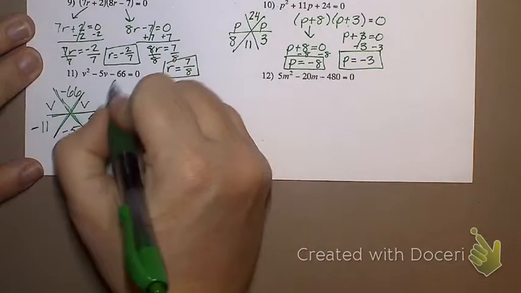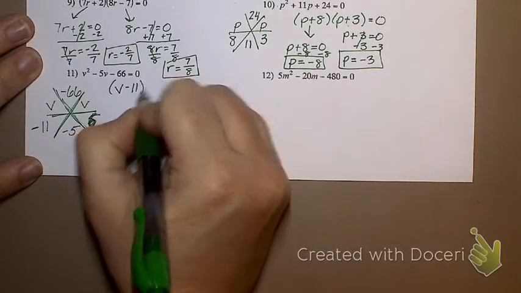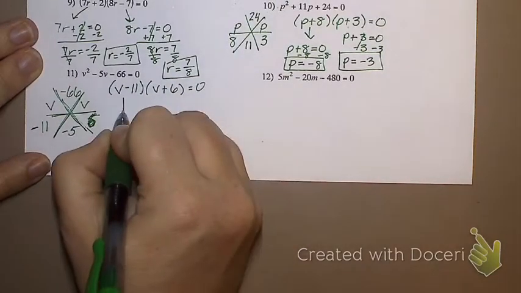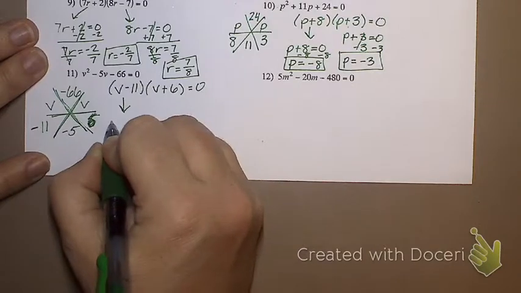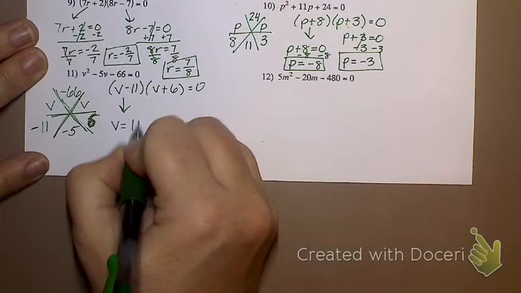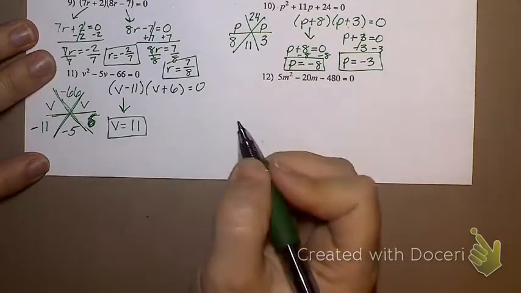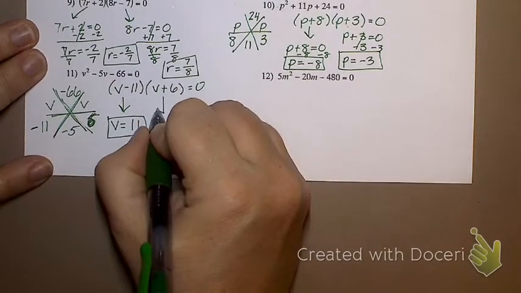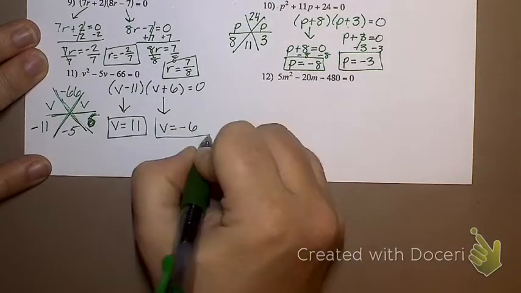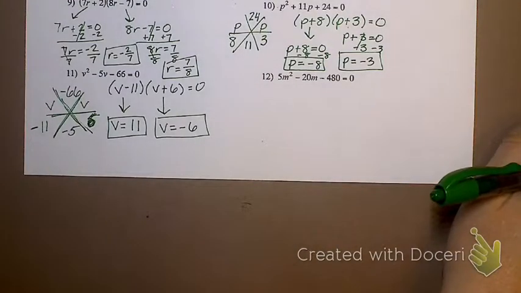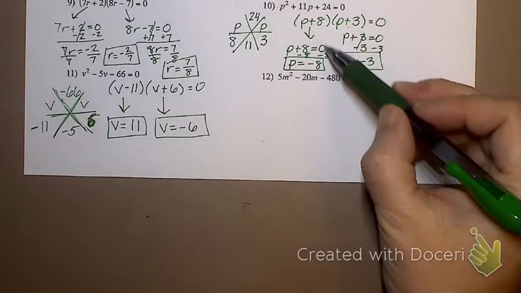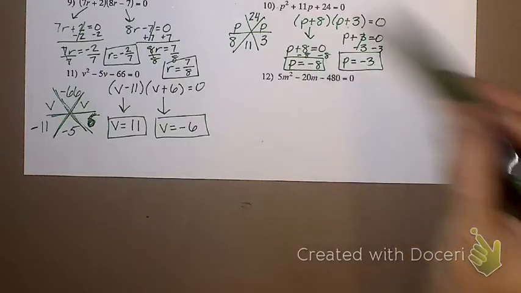So I have v minus 11 and v plus 6 equals 0. What do I get as my answer from v minus 11? V equals what? 11. Again, same way you got your intercepts before. And what do I get from v plus 6? V equals negative 6. If I don't remember that whole just switch the sign thing, I can set it equal to 0 and subtract from both sides or add to both sides to get it that way also.